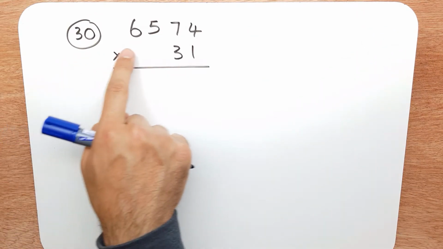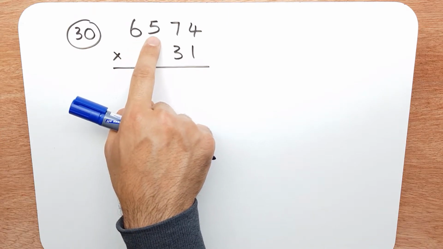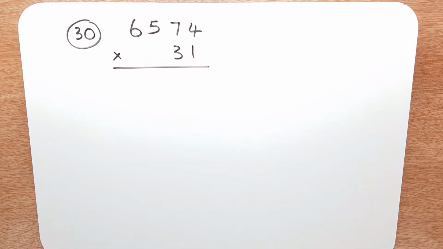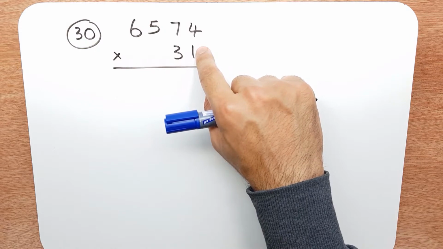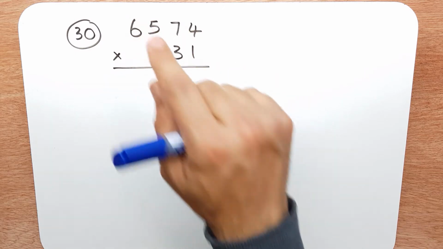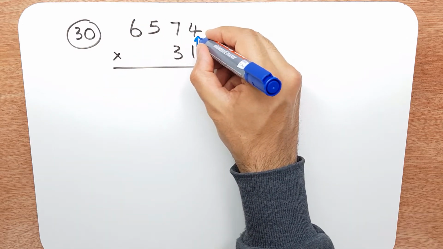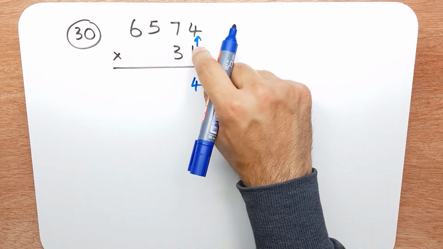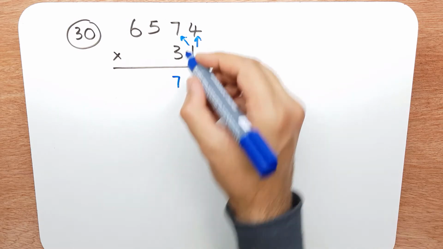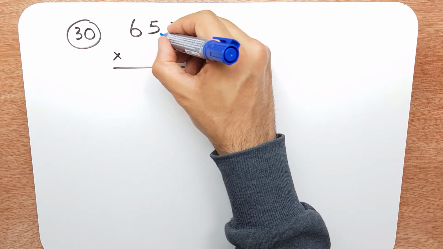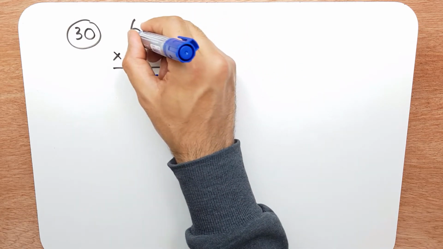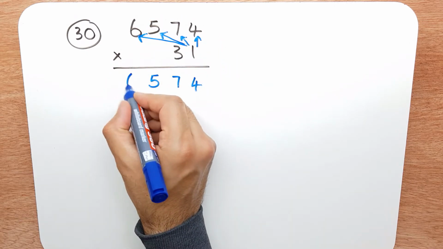Question 30 is 6,574 times 31. So what we're going to do is do 1 times every digit up there and then 3 times every digit up there. So let's start. 1 times 4 is 4. 1 times 7 is 7. 1 times 5 is 5. And finally 1 times 6 is 6.